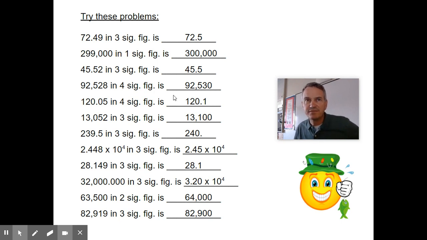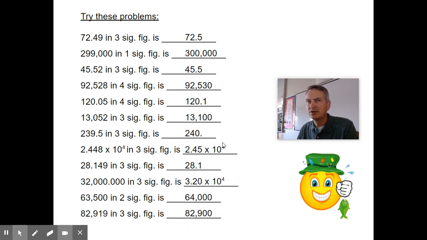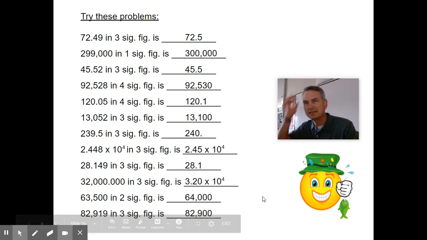45.52 to 3 significant figures is 45.5. 92,528 to 4 significant figures is 92,530. Okay, 120.05 to 4 significant numbers becomes 120.1. 13,052 to 3 significant figures is 13,100. 239.5 to 3 significant figures is 240. Now notice I put the decimal point there. That makes that 0 significant. I could have also put 2.40 times 10 to the second.